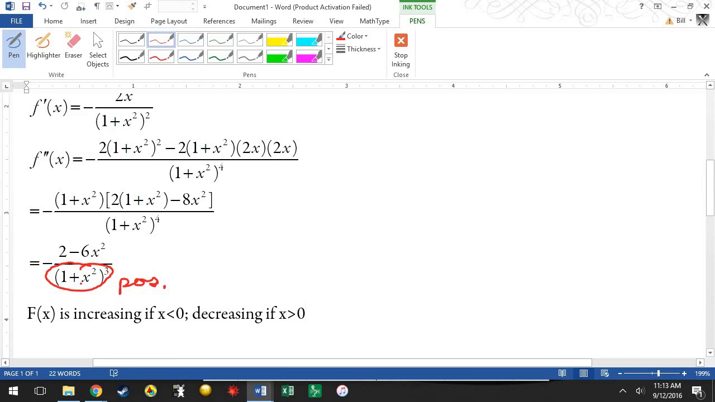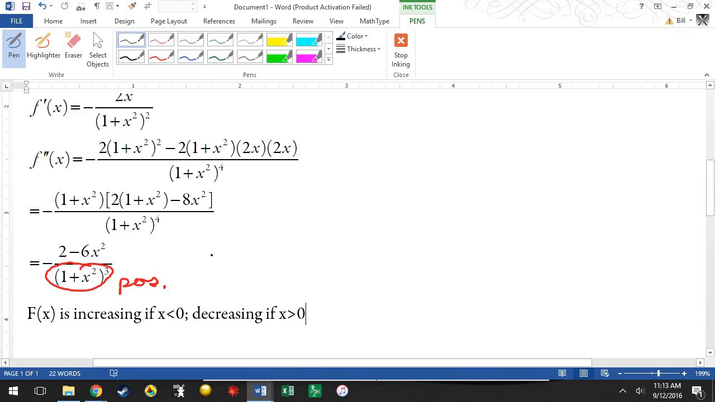But if I just want to know if it's positive or negative, well, this is always positive, so I'm not going to worry about it. This is a little bit trickier. I've got minus this mess. So I want to know whether minus this is positive or negative.